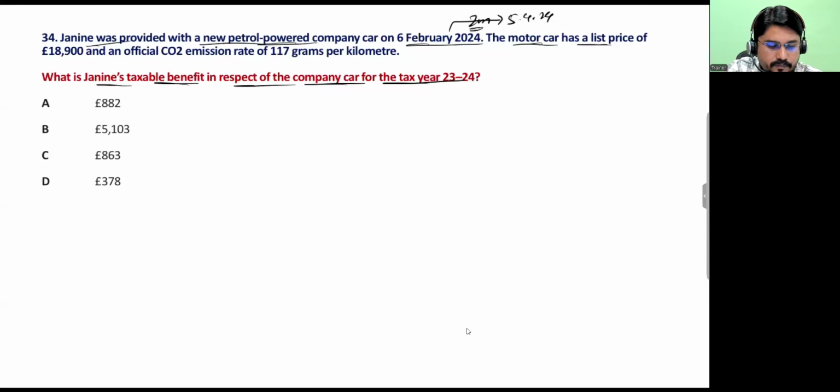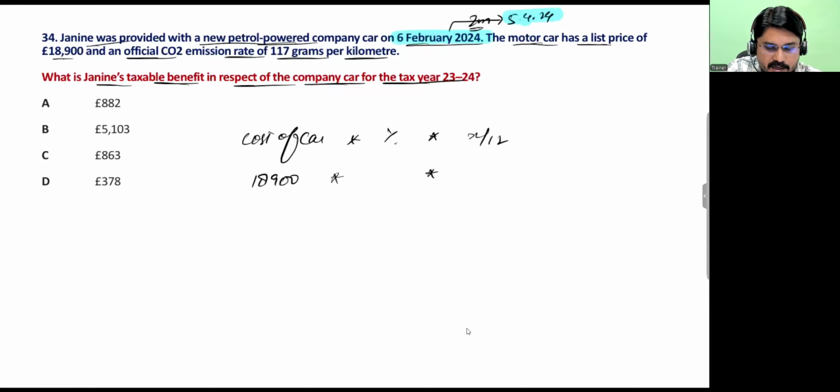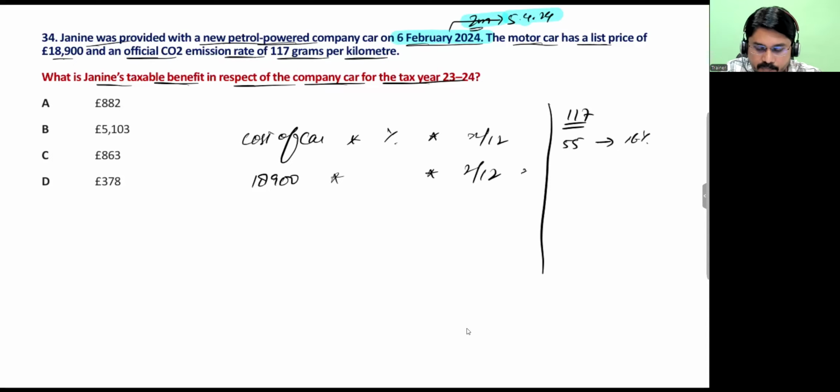The motor car has a list price of 18,900 and official CO2 emission of 117 grams per kilometer. So the formula is the cost of car multiplied by the CO2 emission percentage and multiplied by the number of months. Cost of car is given in the question as 18,900. From the car provided date till the fiscal year end date, there are only 2 months involved, so it will be month apportioned. As the car CO2 emission is 117 grams, for the first 55 grams the relevant CO2 emission percentage is 16%. And 117 minus 55 divided by 5 is calculated as 12%. In total, 28%. By the way, it's a petrol car.